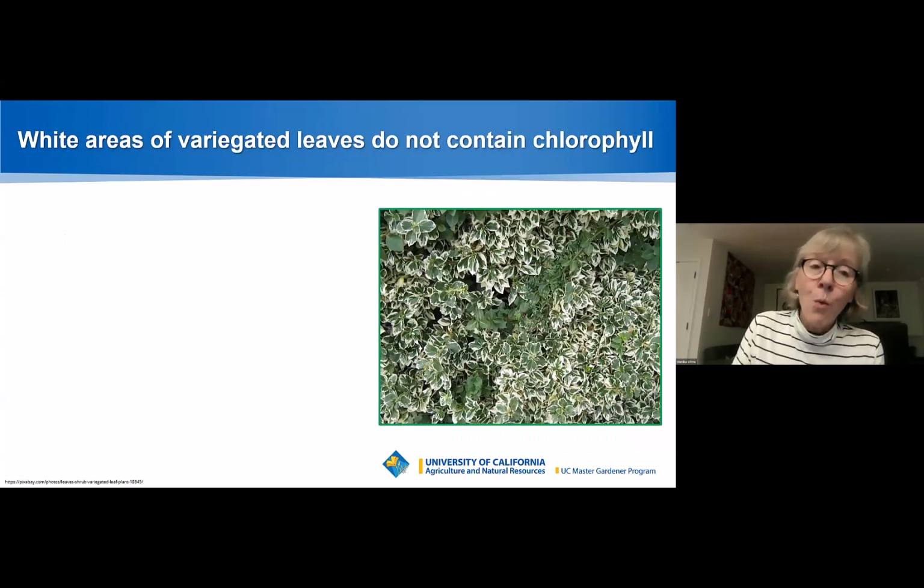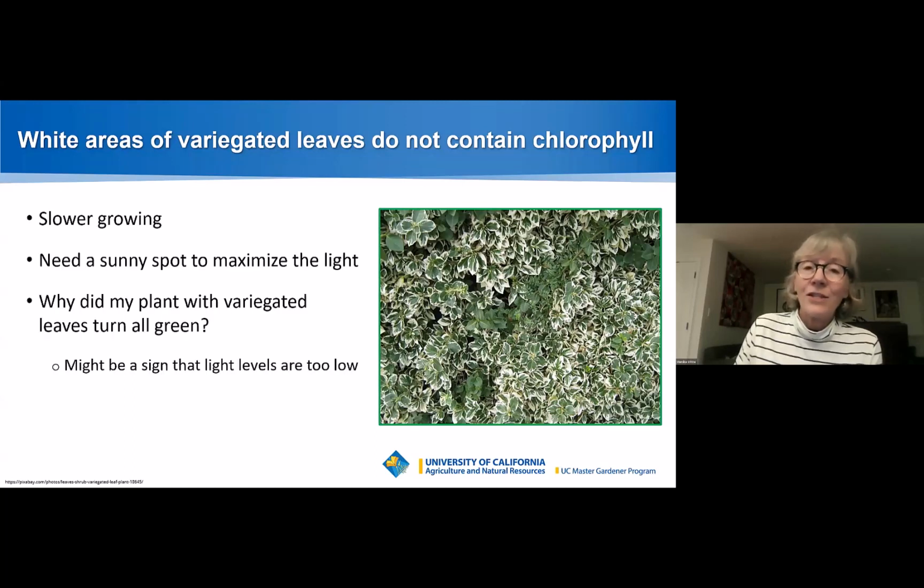On the other hand, white areas of variegated leaves, like the edges on these little tiny leaves, do not contain chlorophyll, and they don't perform photosynthesis. So that plant is slower growing. It needs a sunny spot to get the most out of the light that it receives. So you might be wondering, if you have a variegated plant, sometimes they revert to all green. And if that happens, it might be a sign that the light levels are too low.